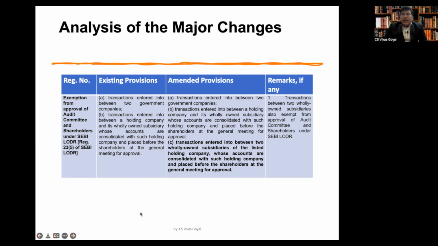Now, as we know, there were some exemption provisions in SEBI LODR as far as the approval of the audit committee and shareholders is concerned. As per the existing provisions, transactions between two government companies were exempt, as well as transactions between a holding company and a wholly owned subsidiary company whose accounts are consolidated with the company. In this exemption list, another exemption has been added, that is the transaction between two wholly owned subsidiaries of the listed entity, whose accounts are consolidated with the listed holding company and are placed before the shareholders at the general meeting for approval. The genesis of this exemption is that earlier, transactions between a subsidiary company of the listed entity and another subsidiary were not covered.